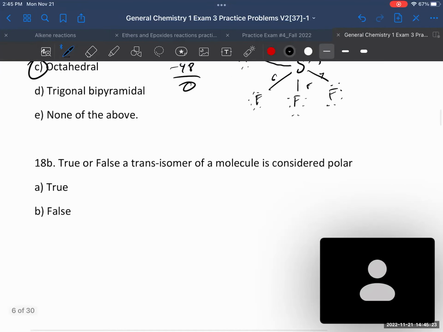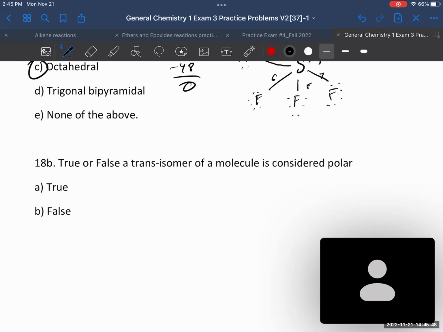True or false? Trans isomer of molecules. Oh yeah, it's cis, I agree, because they go in different directions. So the dipoles are going in the same direction. Yes, so Michelle also says false. Why do you think it's false, Michelle?